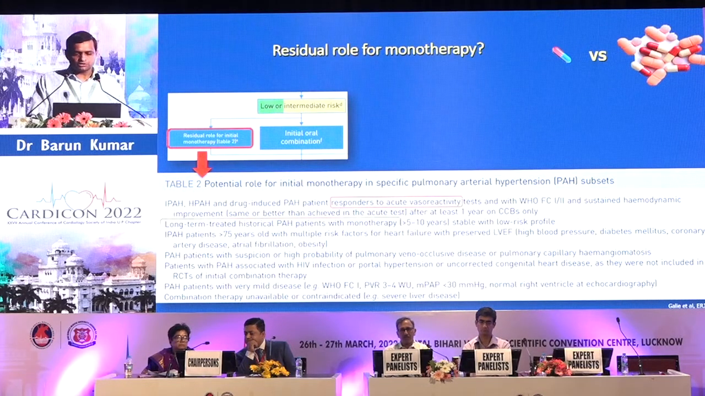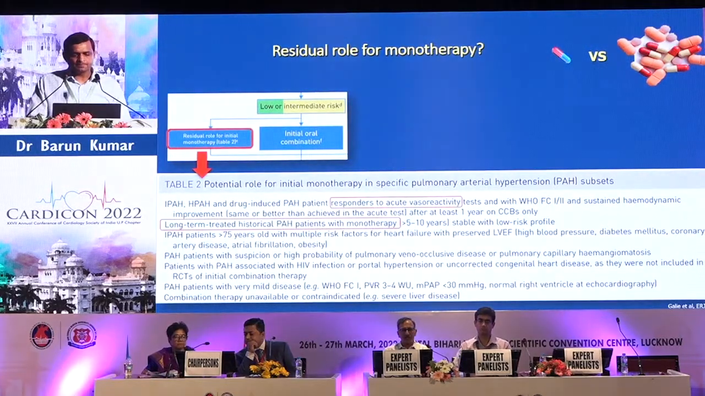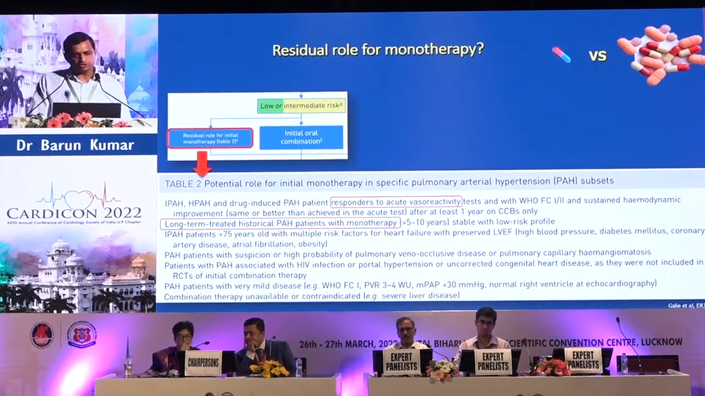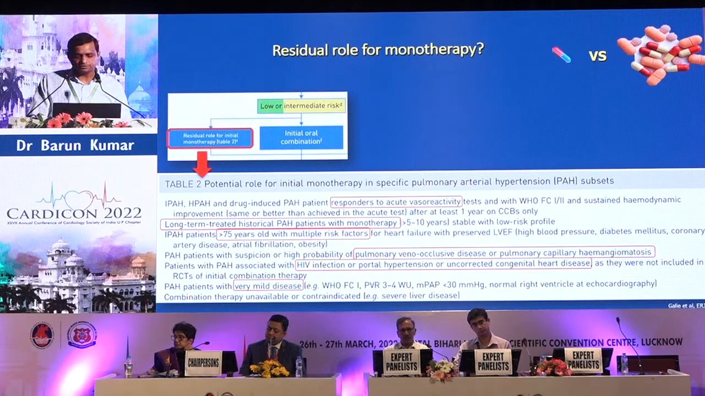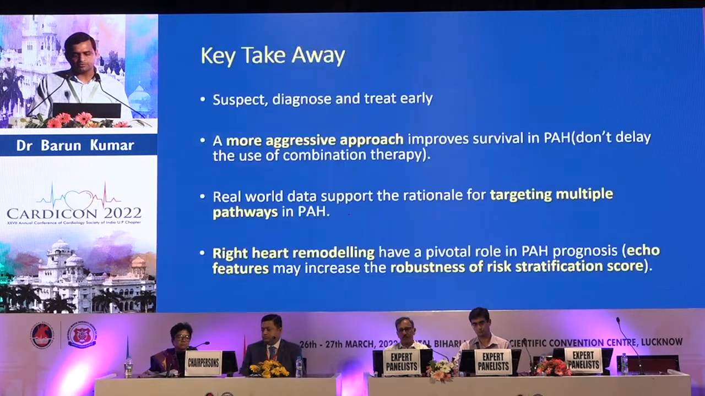There are very few patients who can be started on monotherapy. Those are patients who responded to acute vasoreactivity testing, or who have been on monotherapy for a very long term and are stable in low risk status. Patients more than 75 years of age have a risk of side effects with combination therapy. Also patients with pulmonary veno-occlusive disease, because in those patients there is a chance of pulmonary edema with combination therapy. Also patients with HIV infection, portal hypertension, or uncorrected congenital heart disease. And patients who have very mild disease with a low score. In these patients, or for some other reason, combination therapy is contraindicated.